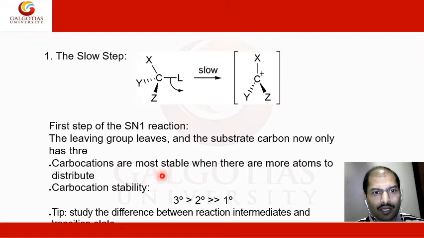Carbocations are most stable when there are more atoms to distribute the positive charge. So a tertiary carbocation, as you know, is more stable than secondary and primary carbocations. This way you can see how the reaction takes place.